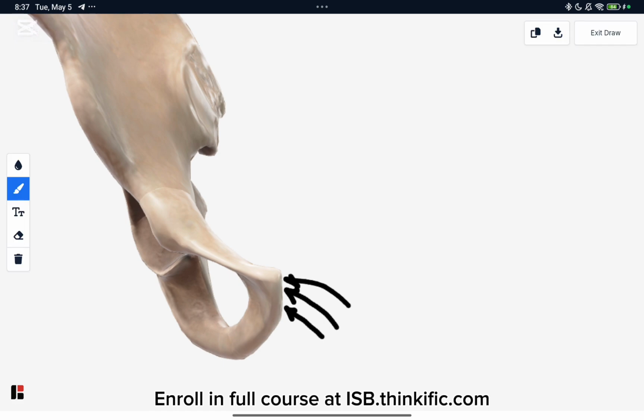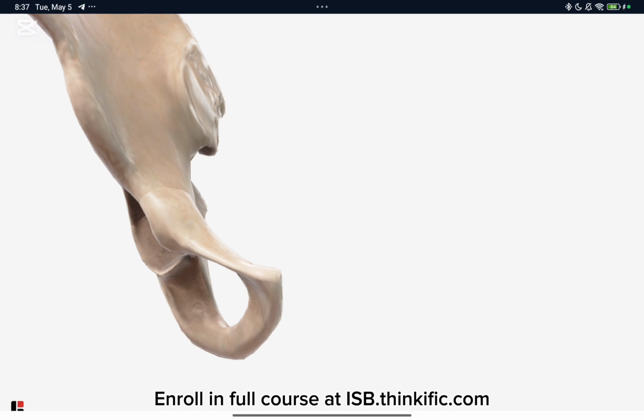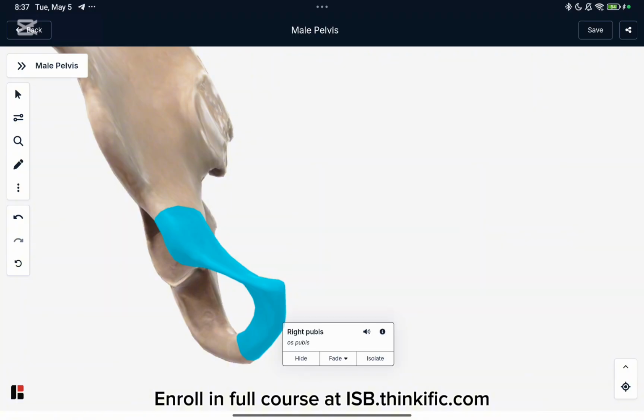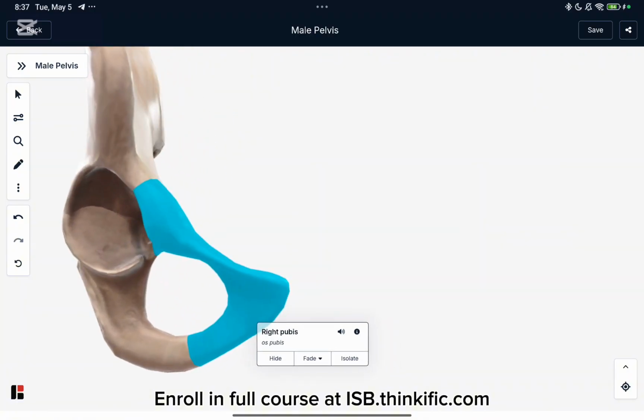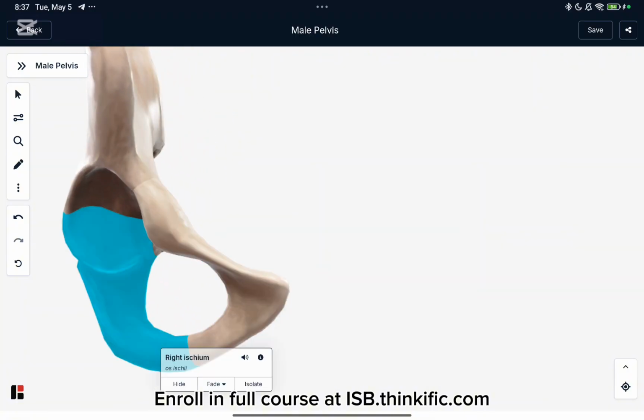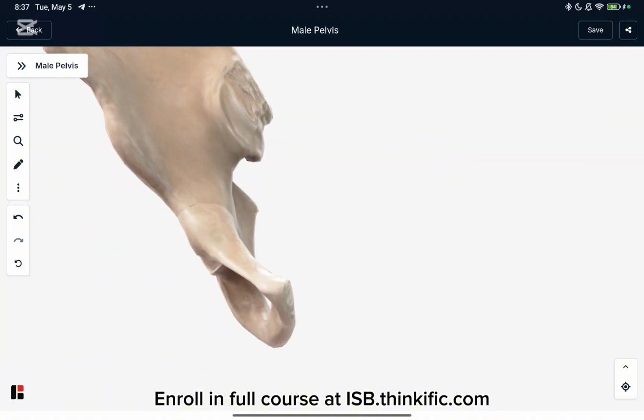All right. Now, the inferior pubic ramus, there isn't much to talk about. It just moves down and meets the ramus of the ischium to form the ischiopubic ramus. Okay. That's what we need to know about the pubis. Very simple.